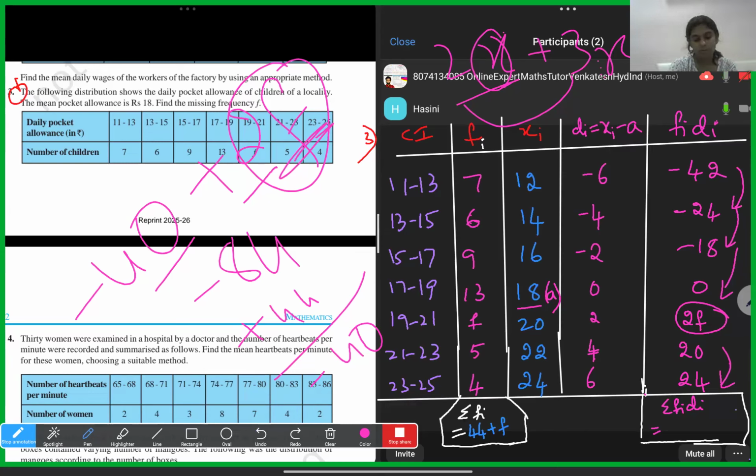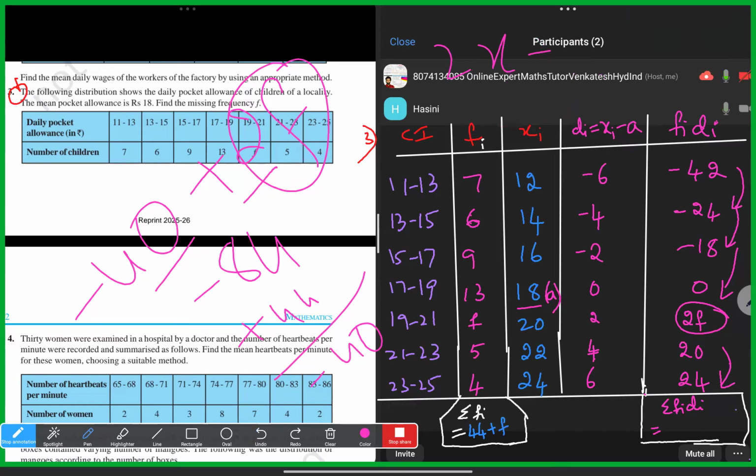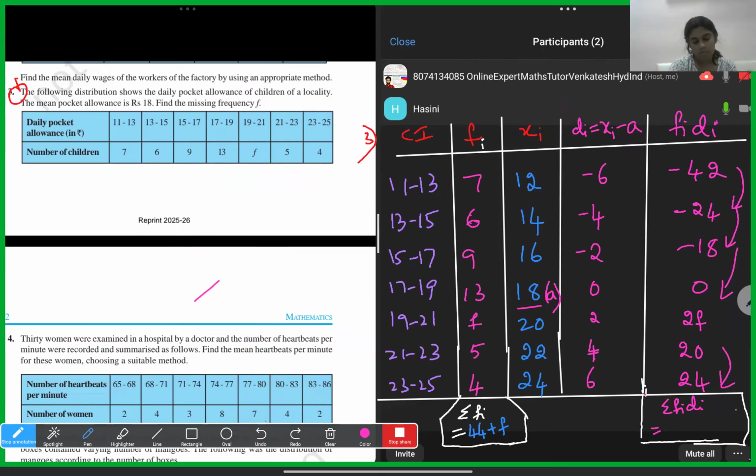So it will become, Hasni, minus 40. How much, Hasni? Minus 40 plus 2f. Yes, Hasni. That is correct.